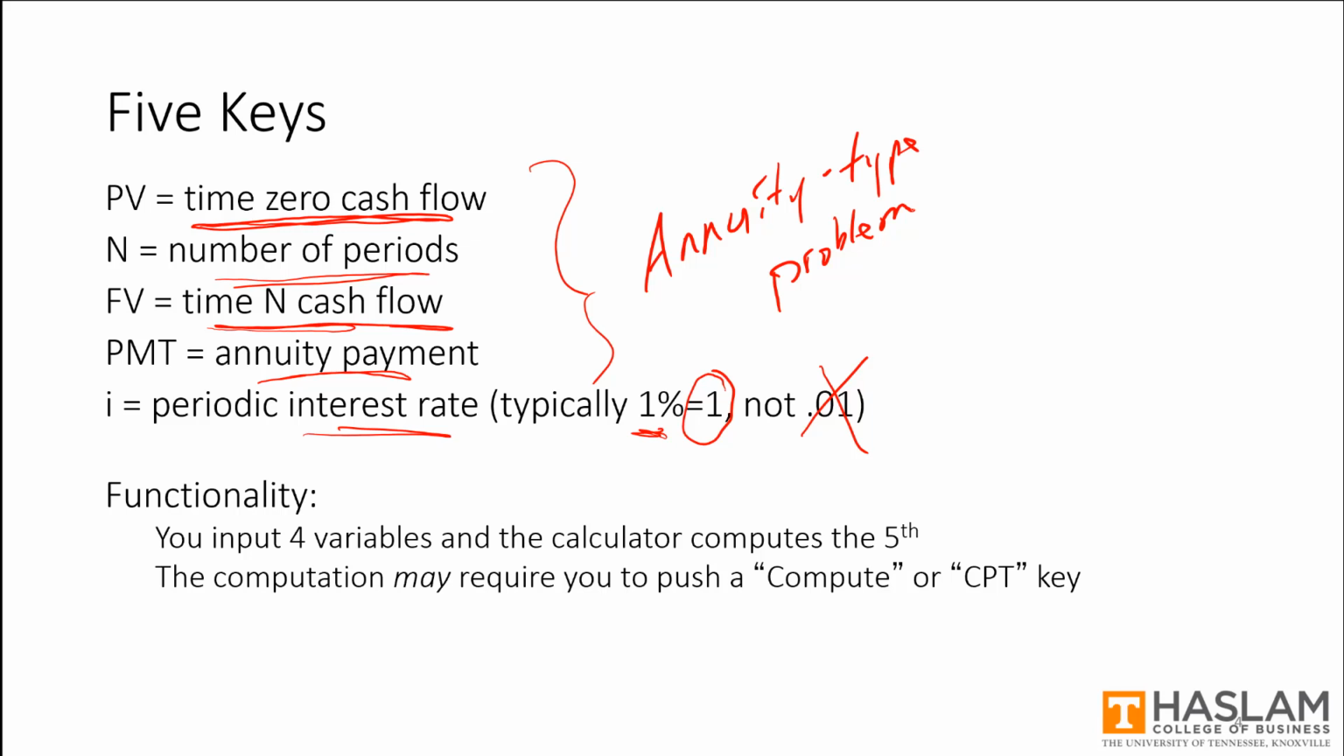All right, so the functionality here then is pretty simple. Again, you've got 5 variables. You're going to input 4 of these, and the calculator is going to compute the 5th. And this computation is probably going to require you to push some other key, like a compute key, or in the case of the BA2+, the CPT key.